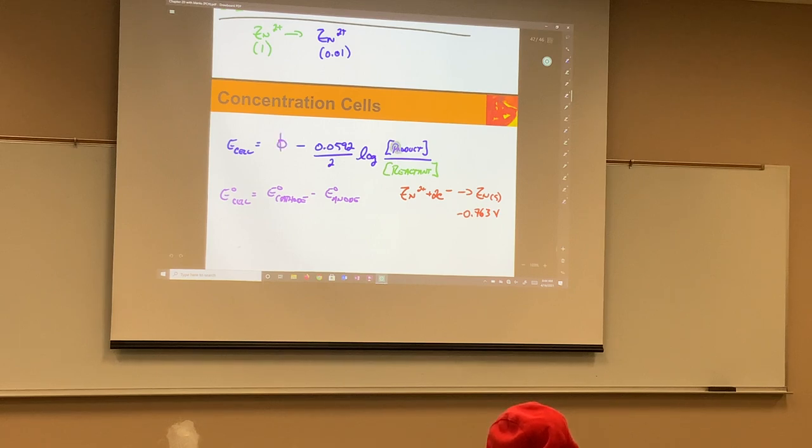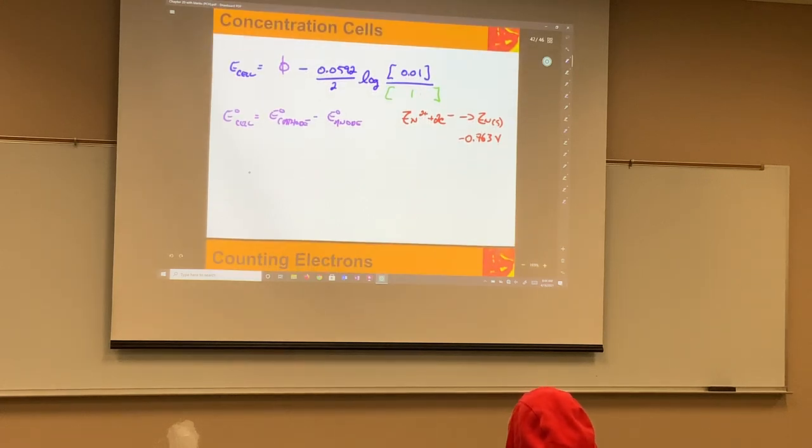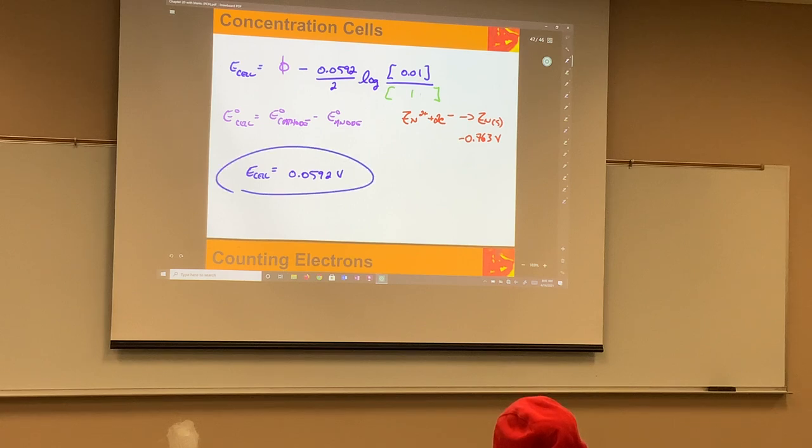And then we can just fill in our products and our reactants. In blue there, it was 0.01, and our reactants, it was 1. Good? So E of the cell was a whopping, let's see what did I get, 0.0592 volts. Cool. Good.